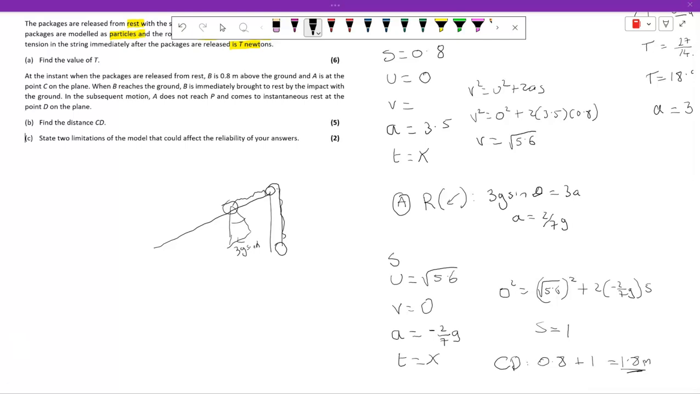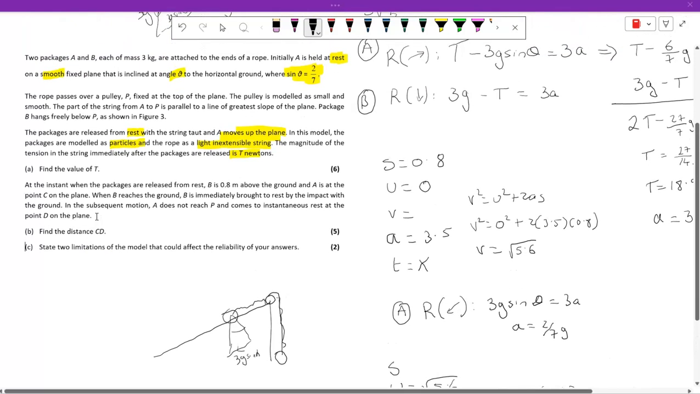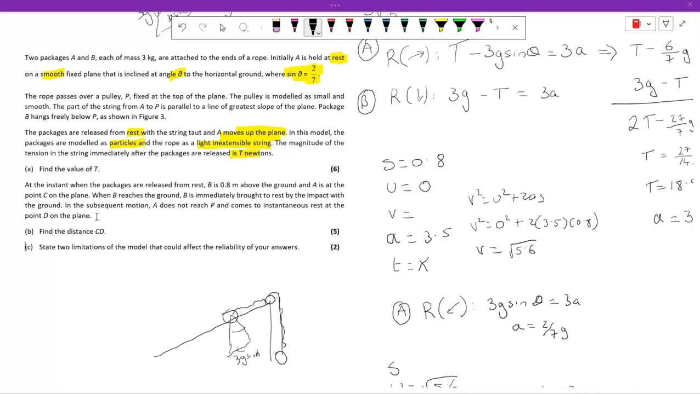The last part says, state two limitations of the model that could affect the reliability of your answers. Well, in this model we assumed that the plane was smooth. It's very unlikely that you're going to find a fully smooth plane. So including friction would improve the reliability. We also used a smooth pulley, which is unlikely as well. So having the tension on either side of the pulley being the same, that's probably going to be unlikely as well. So that will improve our answers if you factored that tension was slightly different on either side.